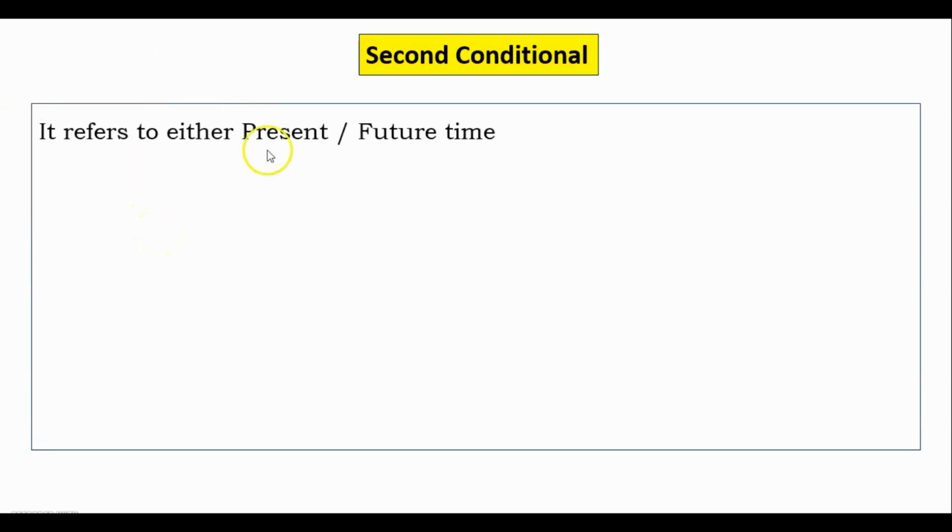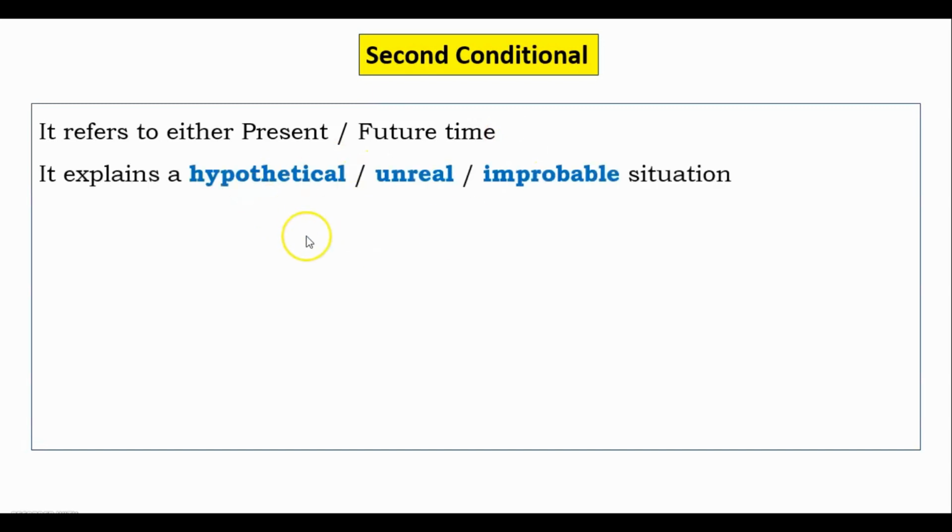It refers to either present time or future time. It explains a hypothetical or unreal or improbable situation. However you name it, it is hypothetical, that is unreal, that is improbable. Okay? All three are synonymous. There is no chance that it can happen at all. It is totally an imaginary situation.